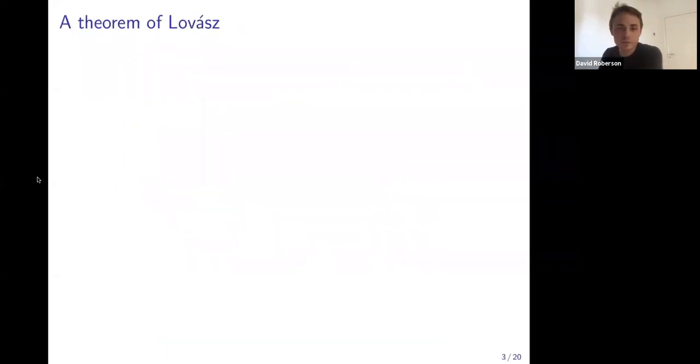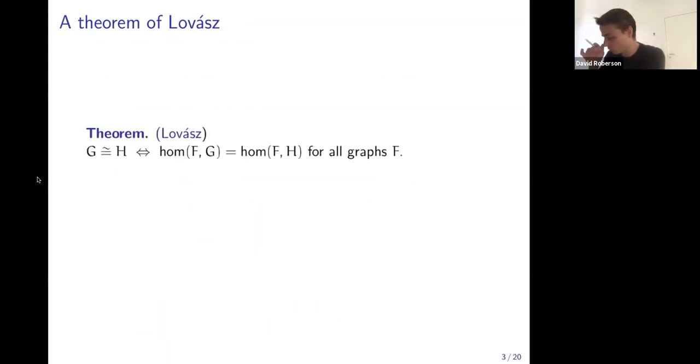Now, it turns out that about 50 years or so ago, Lovász showed that by counting homomorphisms, you can recover the notion of isomorphism. What he proved is that two graphs are isomorphic, which of course just means that they're the same after relabeling the vertices, so I can obtain one graph from the other by just relabeling the vertices, if and only if they have the same number of homomorphisms from any graph. So for any graph F, the number of homomorphisms to both G and to H is the same.